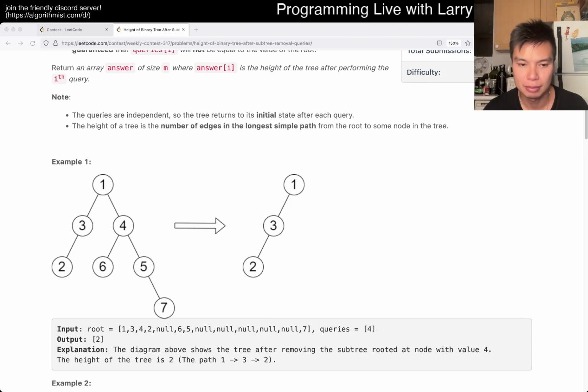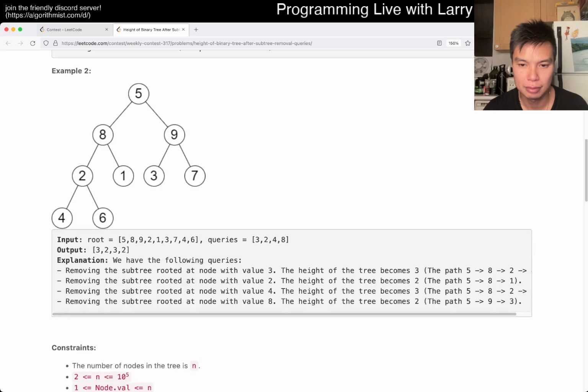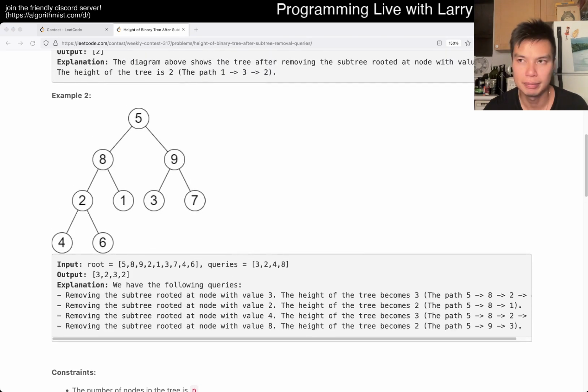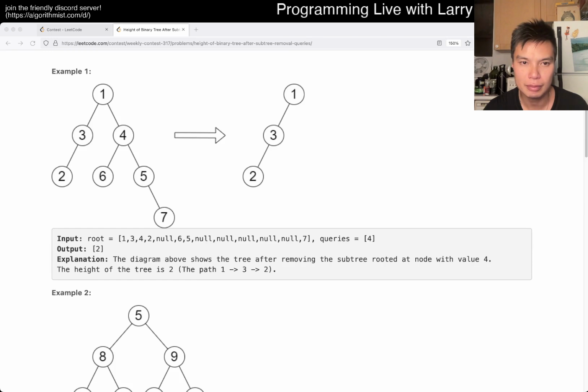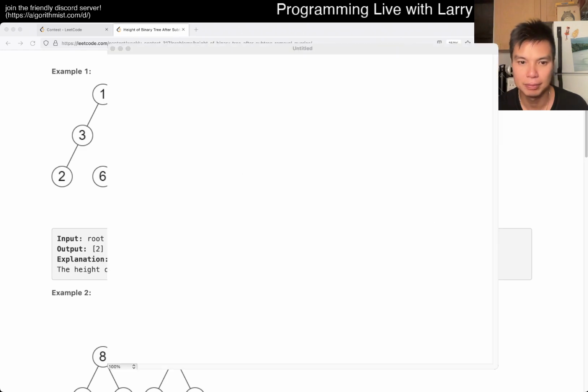I am just setting up my paint stuff. And let me set this up.